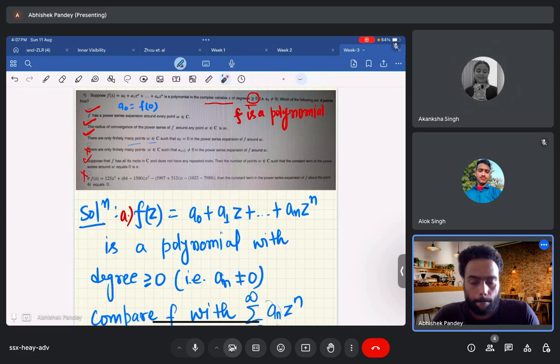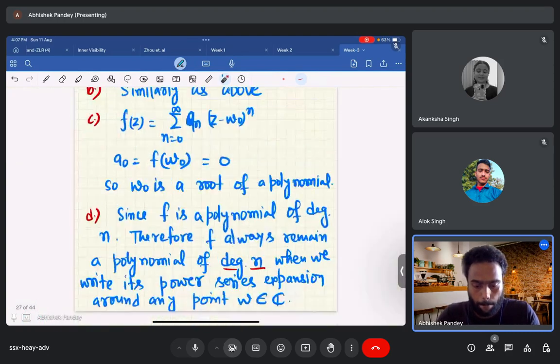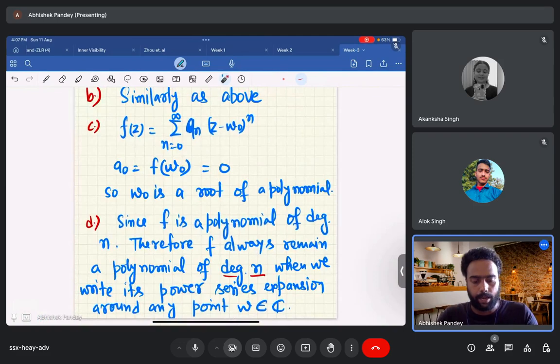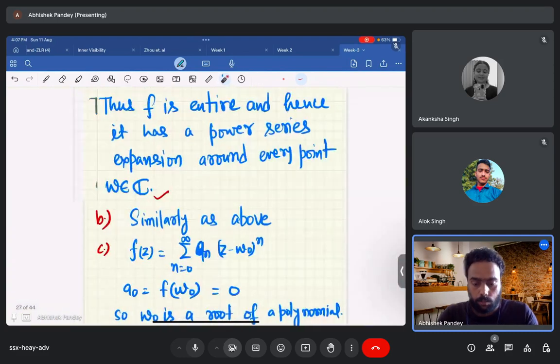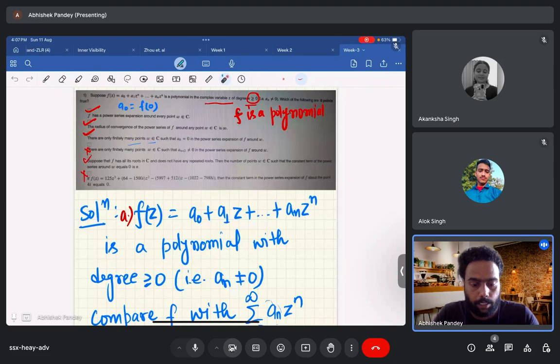Yeah. What is the fourth option? Since f is a polynomial of degree n, therefore f always remains a polynomial of degree n when we write its power series expansion around any point w belongs to C. So there are only finitely many w belongs to C such that a_(n+2) is not equal to 0 in the power series expansion of f around w. So the power series expansion of f around any point w will again be a polynomial of degree n.